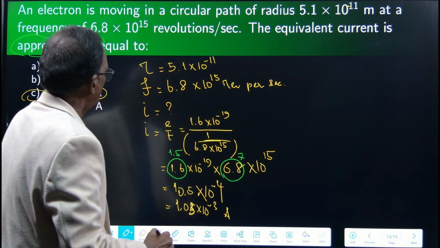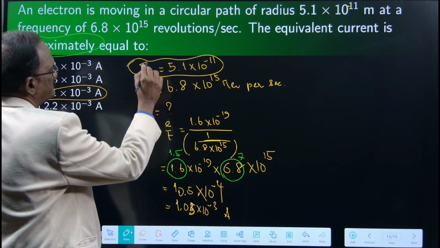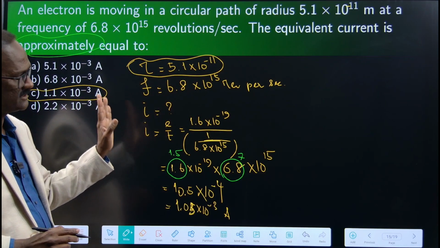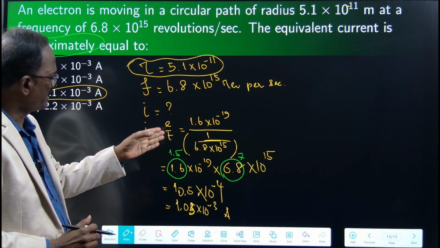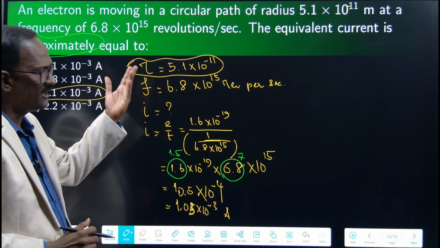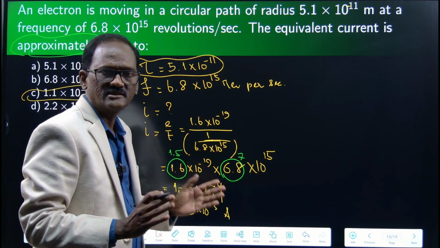So here the R value is given just to confuse you. The R value is not at all needed. Redundancy, it is not at all needed here, right? I is equal to Q by T or E by T, T is equal to 1 by F, yes, over. R value is not at all required. Just to confuse you, they have given this data.